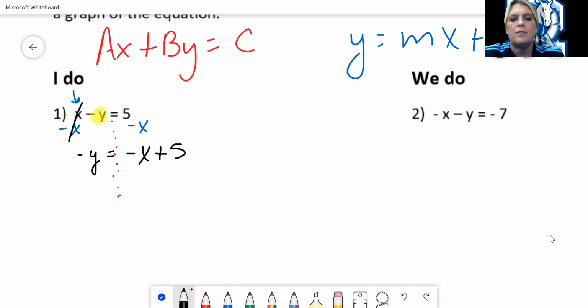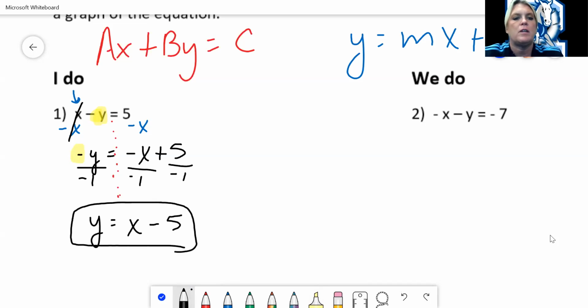Okay, this negative that's right here in front of the y, that is a -1. We cannot have the y be negative. It has to be positive. So I'm going to divide everything by -1. I'm going to get y equals x minus 5. That's my equation. So negative divided by negative is a positive.